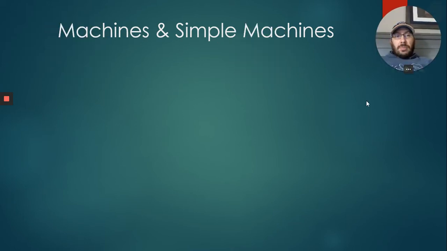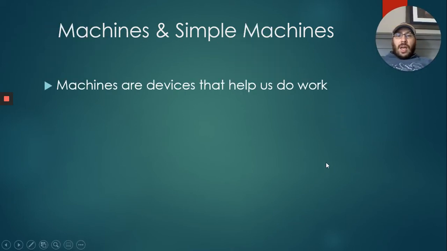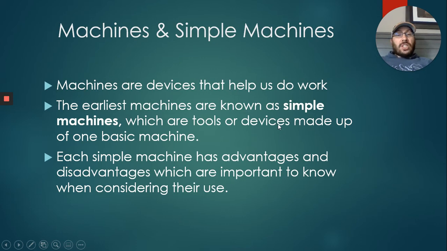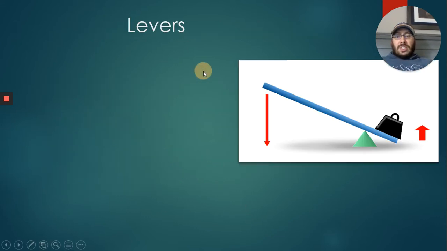So machines and simple machines, continuing on with this. Machines are devices that help us do work. Every single machine we have, we use it because it helps us out. The earliest machines were known as simple machines, which were tools and devices made up of just one simple basic machine. Just one thing made it up. Each simple machine has advantages and disadvantages, which we need to be aware of, because it helps us know what to use when we're considering options. They'll help us make these decisions.